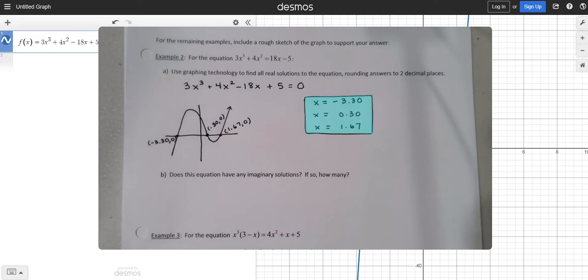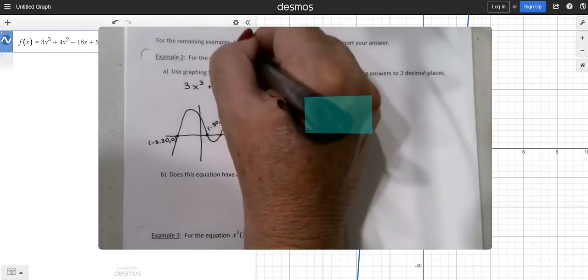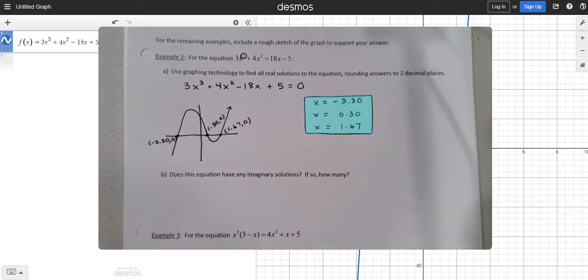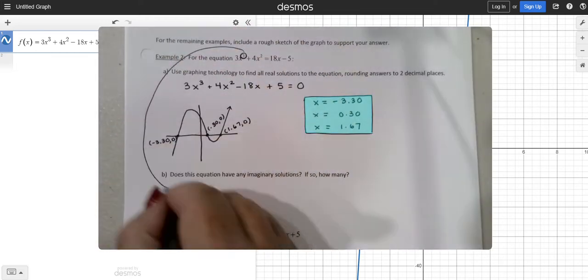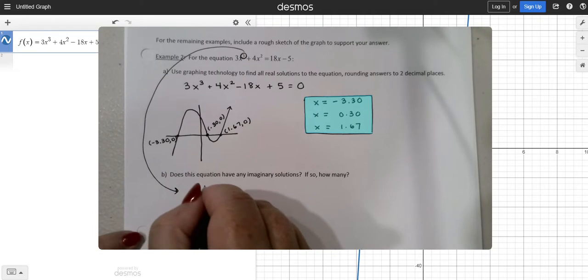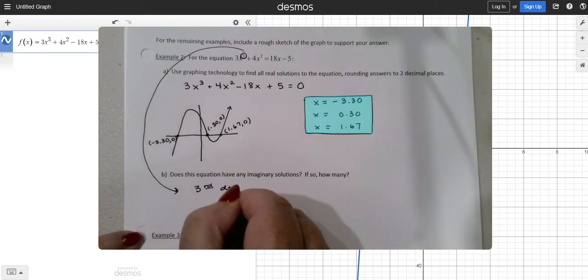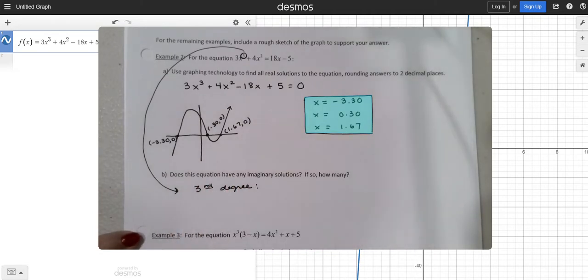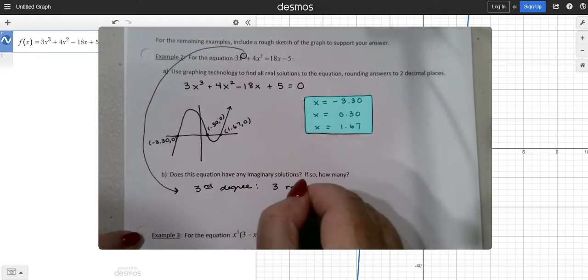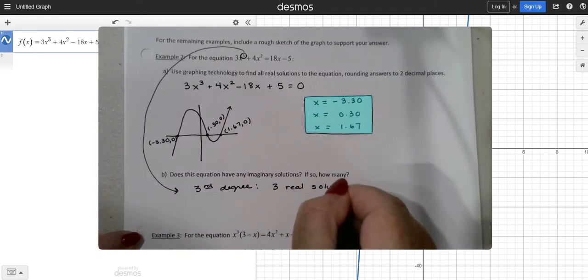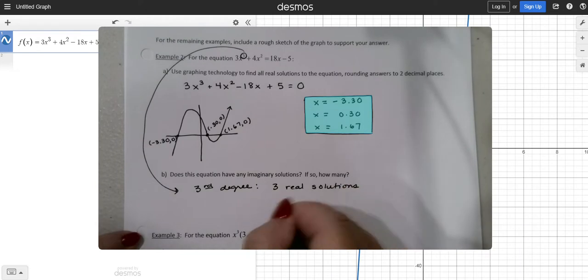All right, does this equation have any imaginary solutions? Well, since this is a cubic equation, 3rd degree here, and we already have 3 real valued solutions, that means there are no imaginaries, right? We found them all.